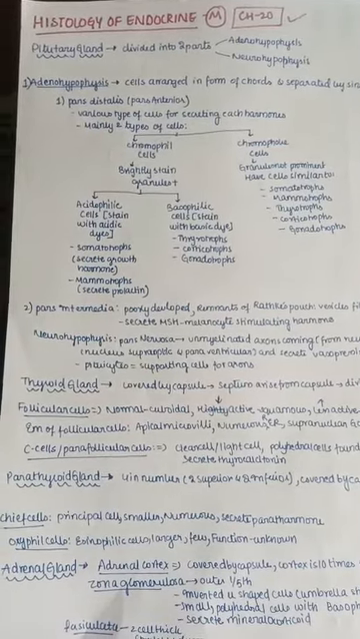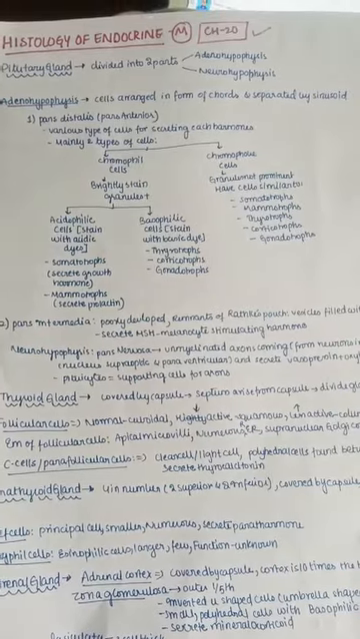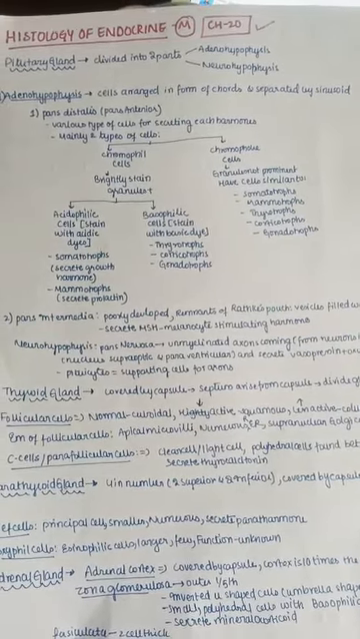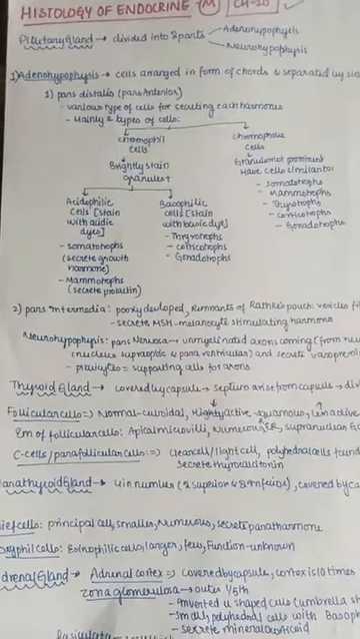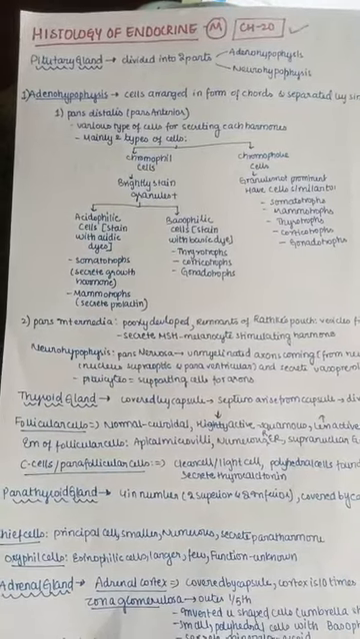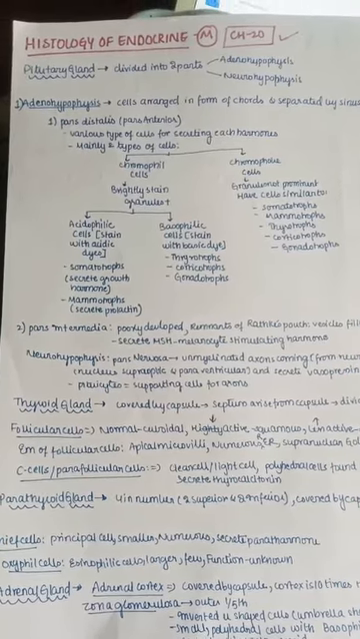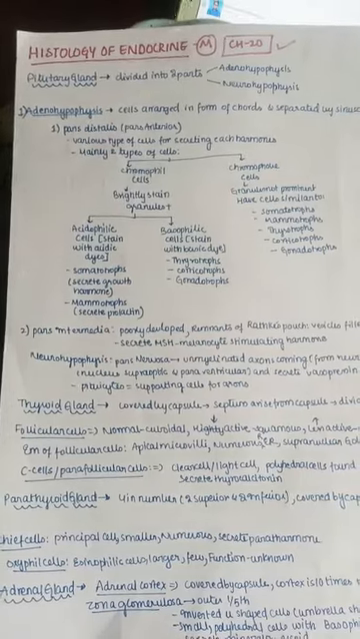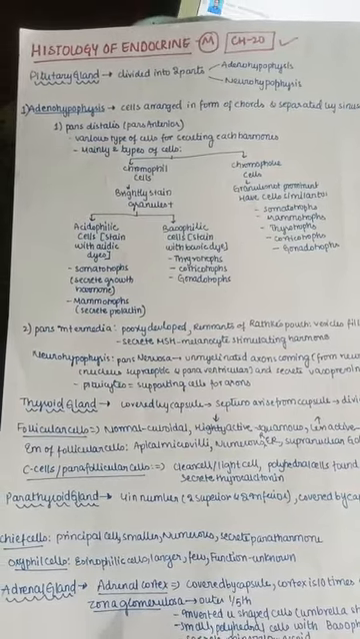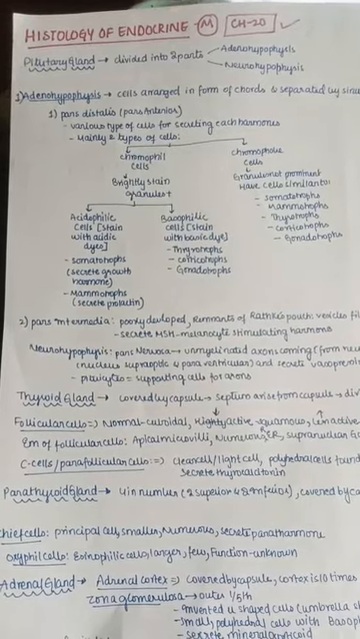Now let us see in detail about the adenohypophysis, that is the anterior pituitary. The cells are arranged in the form of cords and are separated by sinusoids. Next, the pars distalis has various types of cells, mainly for secreting each hormone, because the anterior pituitary produces many types of hormones. The neurohypophysis, the pars nervosa, only produces two hormones, oxytocin and vasopressin or ADH. So let us talk about the anterior, because it produces many hormones.